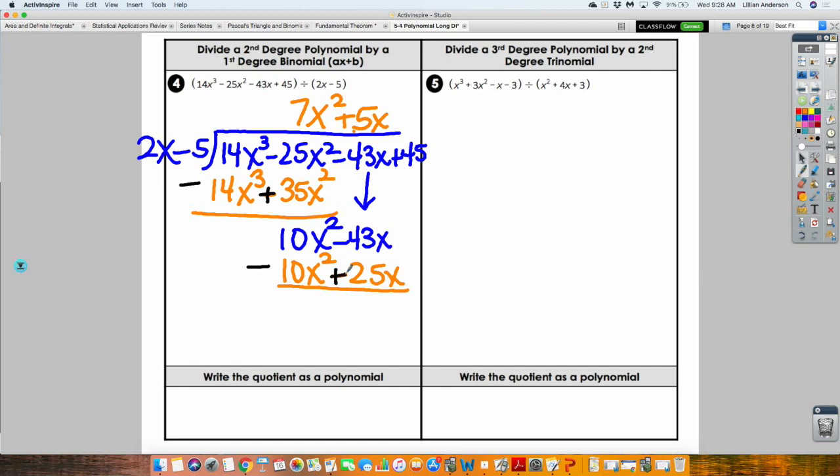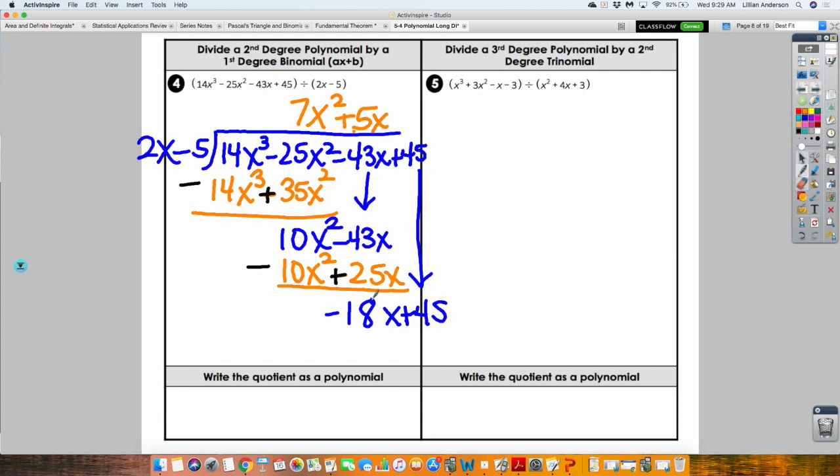Now I need to switch the sign. We'll hold up for just a quick second, make sure everyone's still caught up. Those 10x squareds cancel out. But what's negative 43x plus 25x? And then I bring down the 45. Okay. Thank you. Negative 18, right?